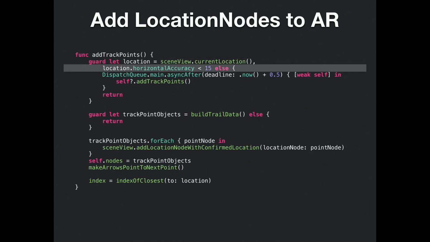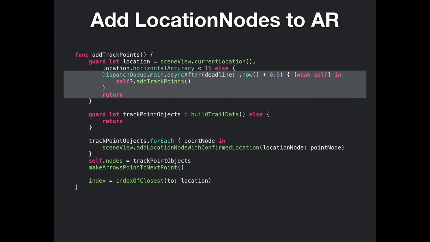The next thing we check is, is the accuracy okay-ish? And this is in meters. So we're saying, do we have a real world location that has an accuracy of at least 15 meters of error? Ideally, we want better than that. And if we don't, then we just dispatch. Half a second later, we'll try again, and we return.